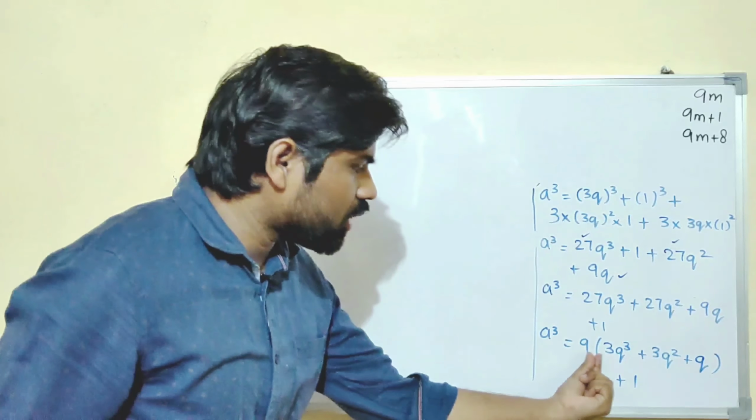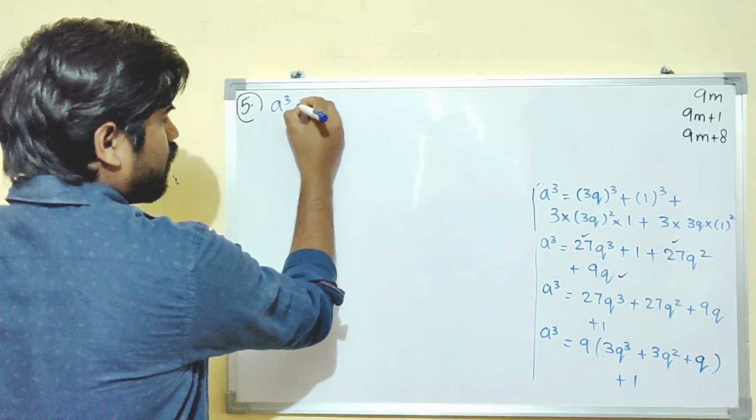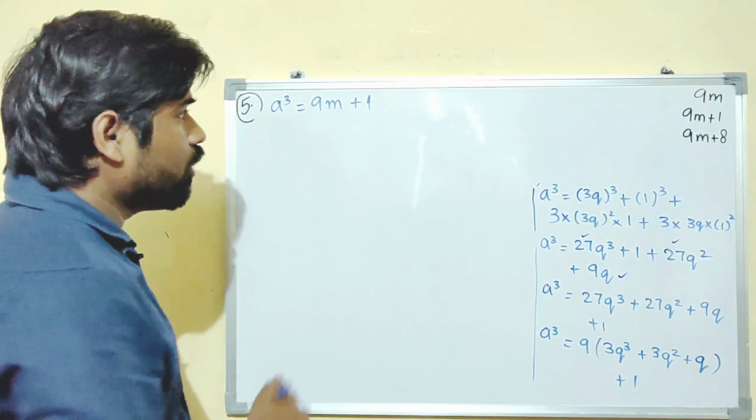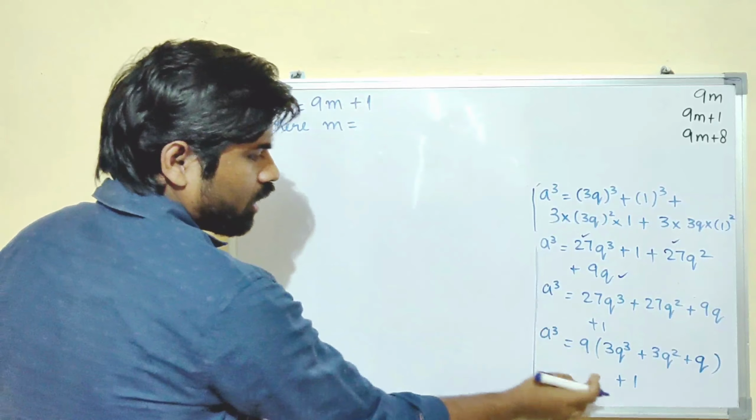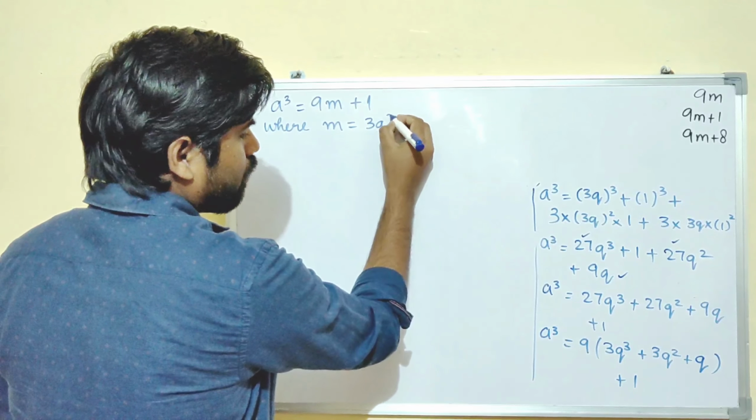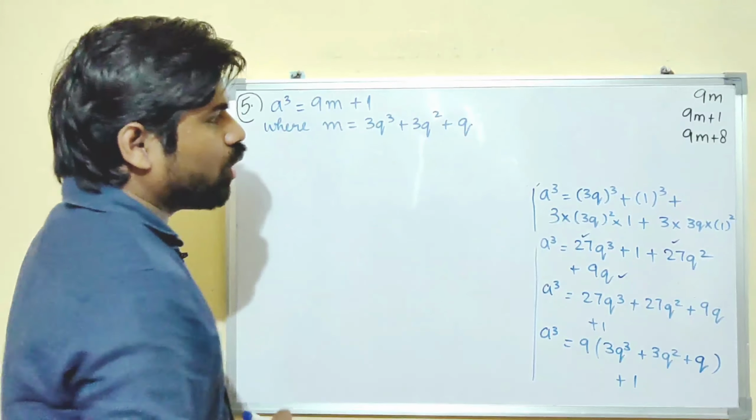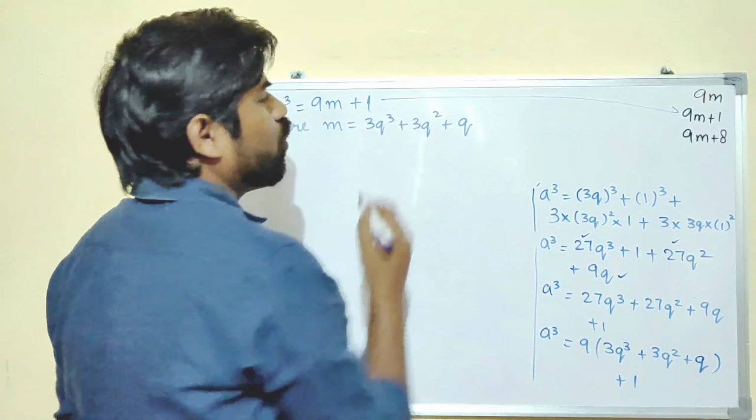Now here we will assume this as m, right? You will get a cube equals 9m plus 1. We have to mention that where m equals 3q cube plus 3q square plus q. Now you can see that it is of the form 9m plus 1.